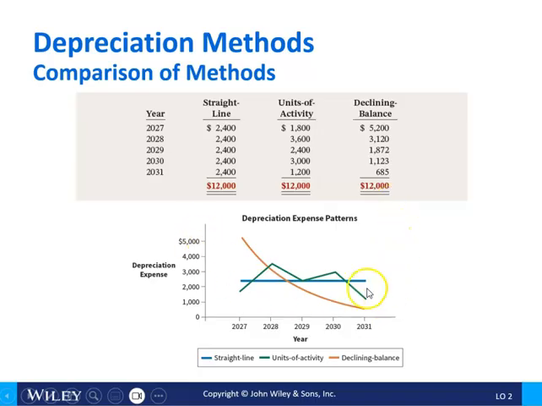And here's graphically the annual depreciation expense each year. So straight line, straight across. Units of activity is up and down, and declining balance decreases in a nice curve here. But in all 3 cases, we're still going to depreciate the same amount, and our book value at the end of the useful life is going to be the same amount.